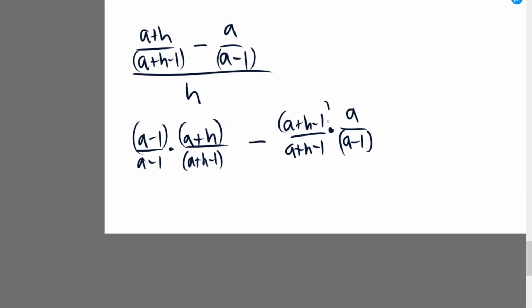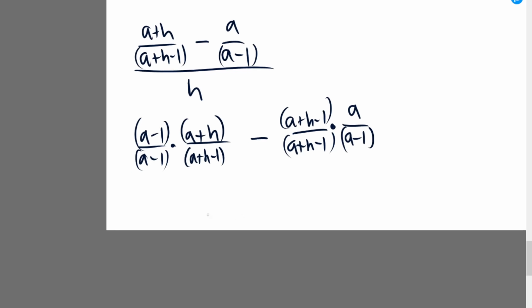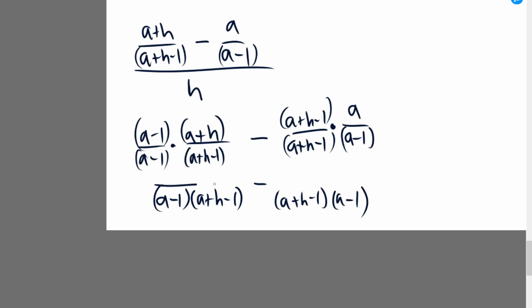And what will happen is we'll FOIL. We don't really actually need to FOIL the bottom. We can just leave them like that. So it'll be a minus 1 times a plus h minus 1, minus a plus h minus 1, a minus 1. So now they have the same denominator. What will the top of this one be?